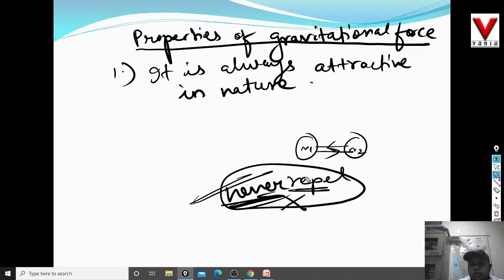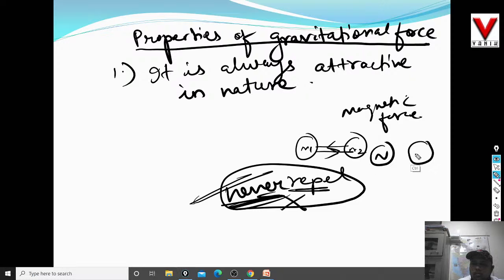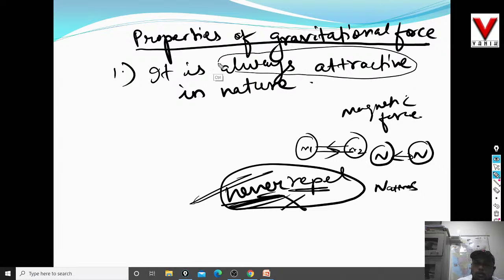If you have a magnetic force, say this is a body with north and this is another body with north, what will happen? They will repel each other. If I have north and south, they will attract each other. But in case of gravitational force, it is not so. They will always attract each other, or it is always attractive in nature.